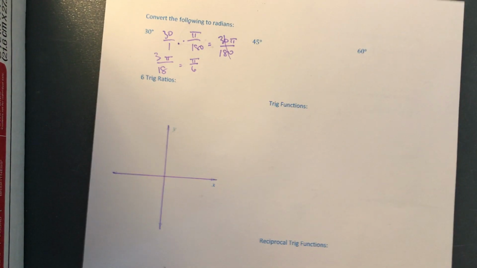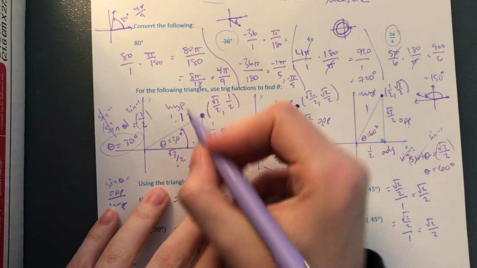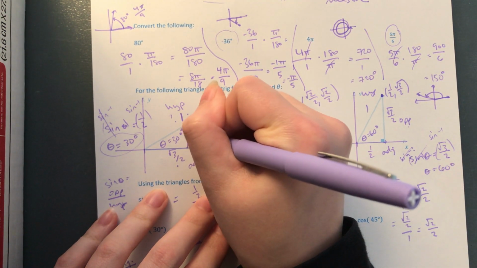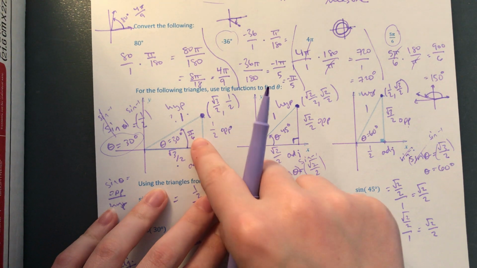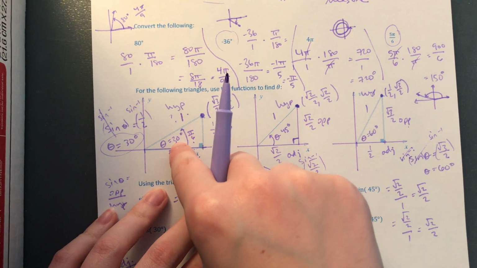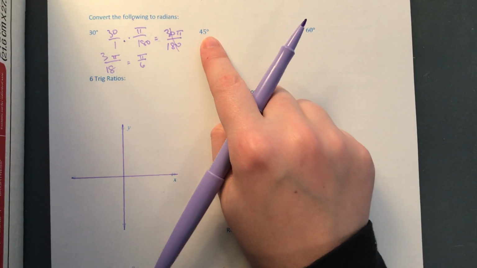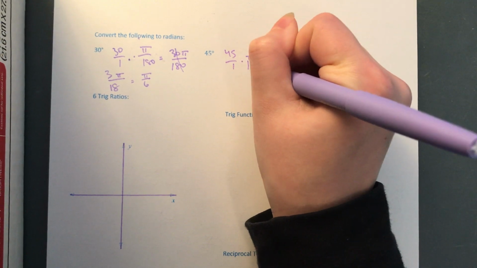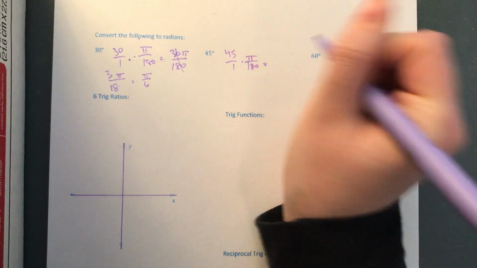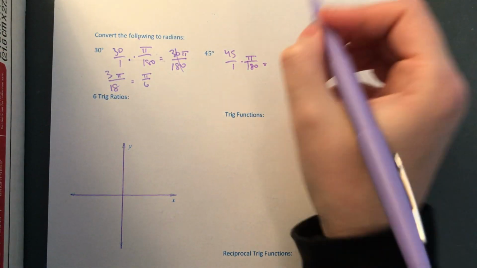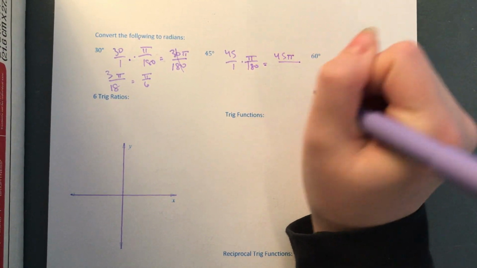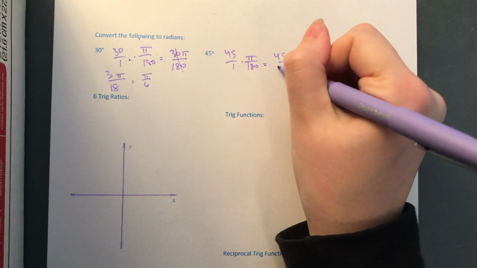So if you flip back over, the arc length here, 30 degrees, is the same thing as pi over 6 in radians. So 30 degrees, pi over 6 are the same thing. Degrees, radians. All right, next up is 45. So 45 over 1 times pi over 180 equals 45 times pi is 45 pi over 180 times 1 is 180.